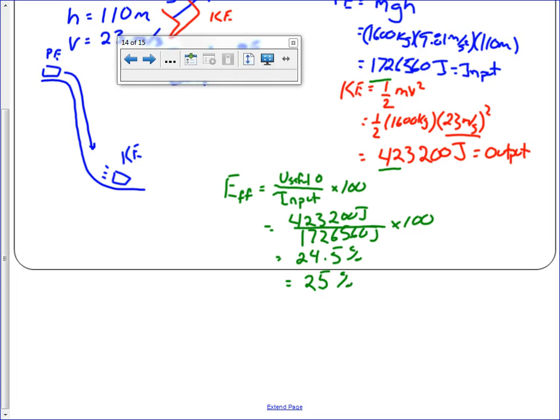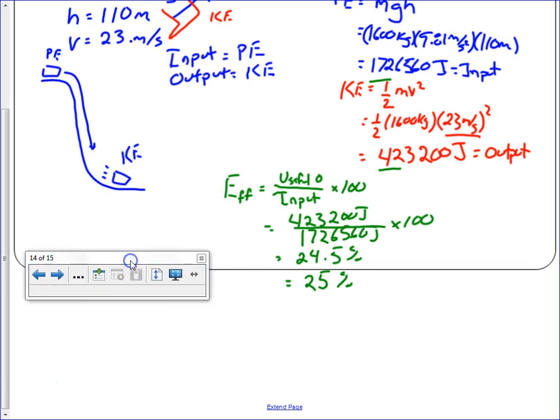Okay, so again, we won't necessarily always be given the easiest questions to do. They won't always just give you the answer. You have to apply your mechanical energy understanding, your kinetic energy and potential energy understanding to figure these problems out.